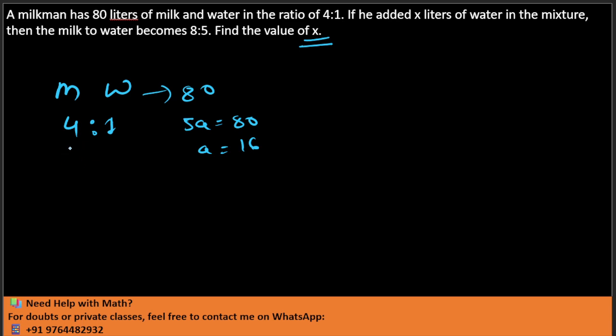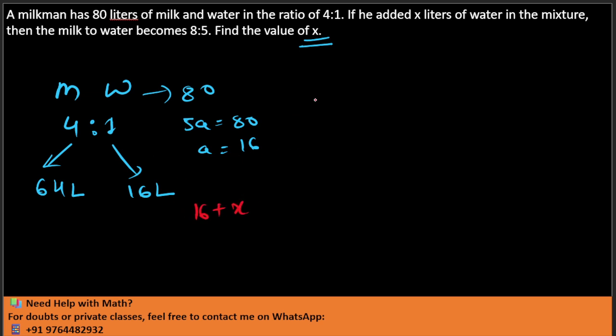So milk will be 16 multiplied by 4, it will be 64 and this will be 16. Okay, so we have 64 liter of milk and 16 liter of water, and now what we are doing, we are adding x liter of water, right? So if we are adding x liter of water, what will be the final quantity of water? It will be 16 plus x, right? So final quantity of water will be 16 plus x.